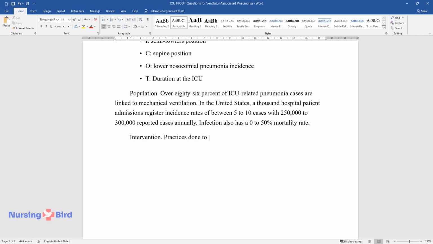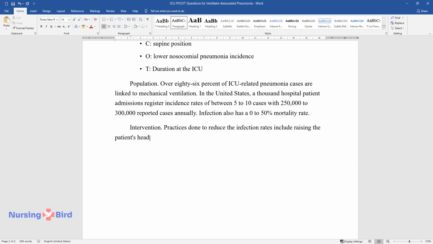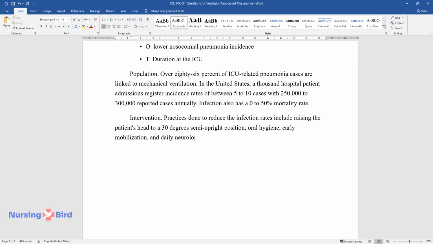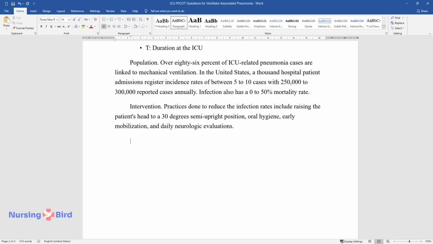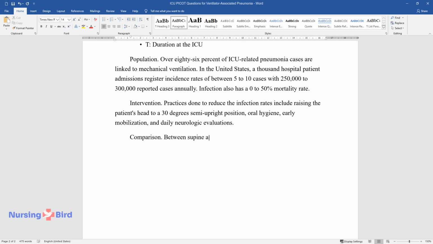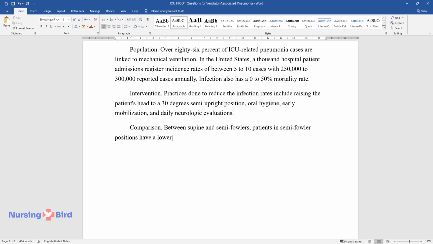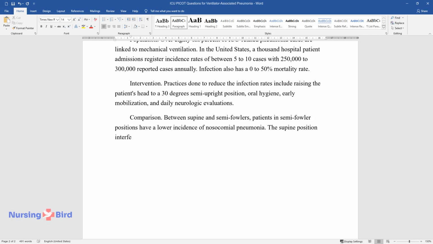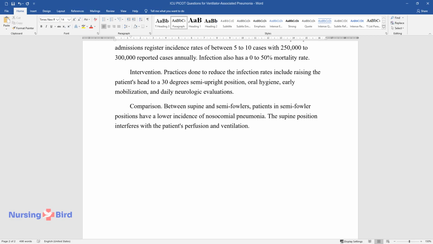Intervention. Practices done to reduce the infection rates include raising the patient's head to a 30-degree semi-upright position, oral hygiene, early mobilization, and daily neurologic evaluations. Comparison. Between supine and semi-Fowler's, patients in semi-Fowler positions have a lower incidence of nosocomial pneumonia. The supine position interferes with the patient's perfusion and ventilation.